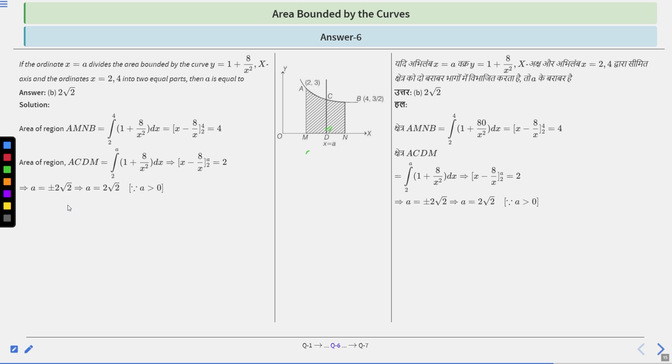A will be equal to plus minus 2 root 2. This implies after solving you will get a as 2 root 2, since a is greater than 0. Got it?